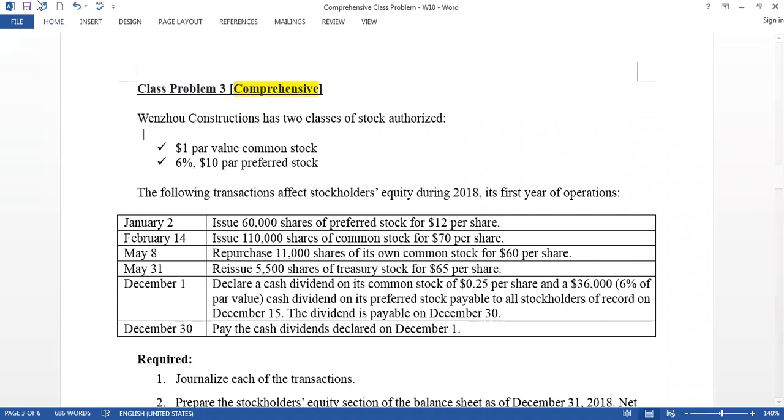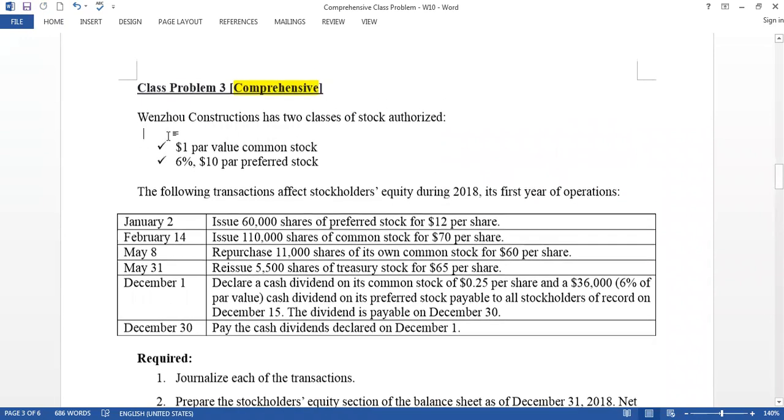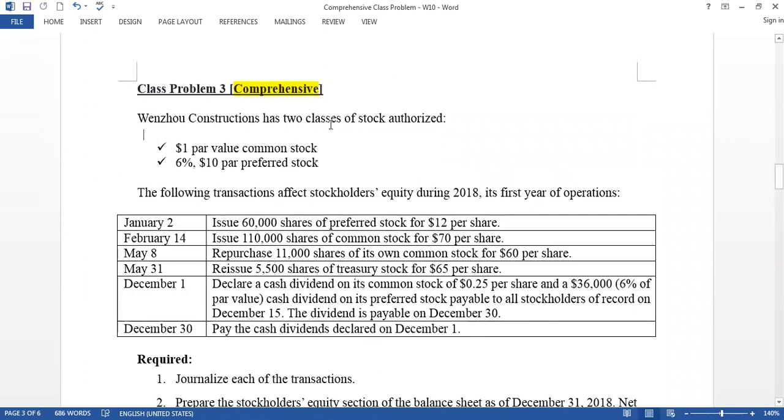Now let's read the question. So ONGO Construction has 2 classes of stock authorized. One is called common stock and another is the preferred stock. Now we have another important point here. What is the par value of common stock? $1 is the par value, and $10 is the par value of preferred stock.